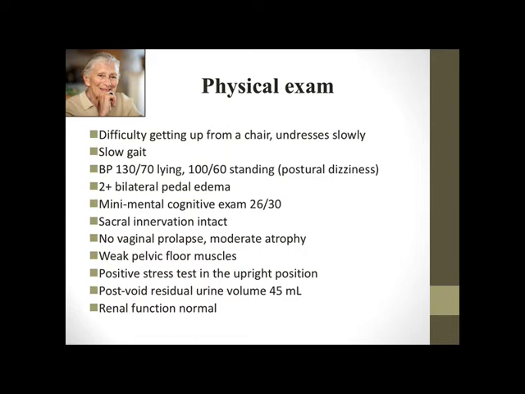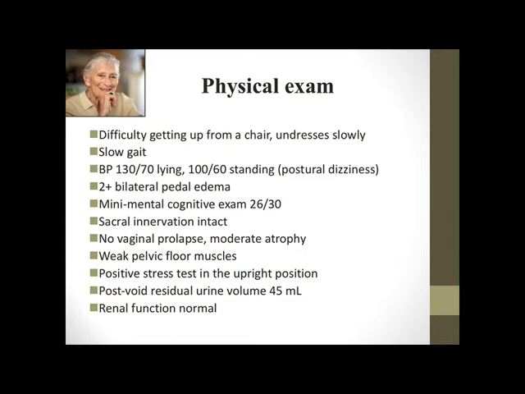Her MMSE is not bad, 26 out of 30. Her sacral innervation is intact. She has no obvious prolapse, but she has some moderate atrophy. You notice that she has very weak pelvic floor muscles, and really if you're seeing these old ladies who are quite sarcopenic, so their extremities are very wasted, chances are their pelvic floor is also going to be pretty wasted, because generally they're very, very deconditioned.